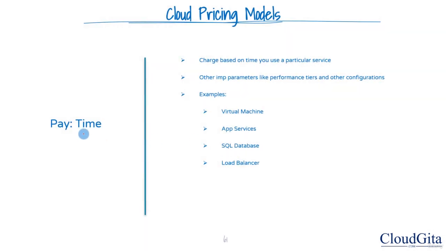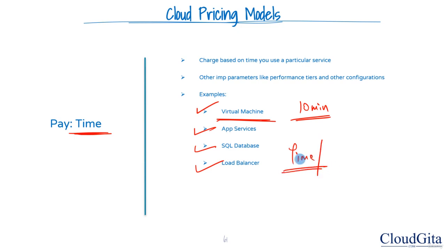Now there are some services where you pay for the time, how long you use that service. For example, a virtual machine. Maybe you use it for 10 minutes, then you just have to pay for 10 minutes. Basically they calculate the price of this virtual machine based on per second, I believe, right? So every second you use this virtual machine, you just have to pay for it. You have App Services, you have SQL Server, you have load balancer. So depending on how long you use a particular service, you just pay for it.